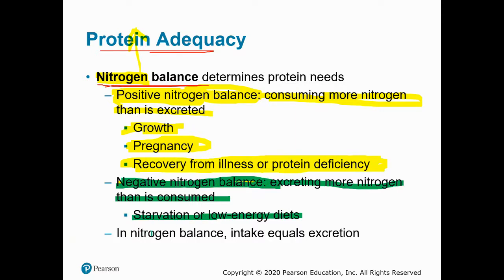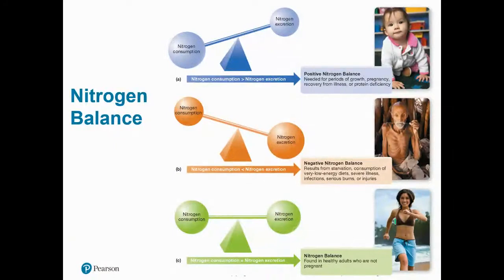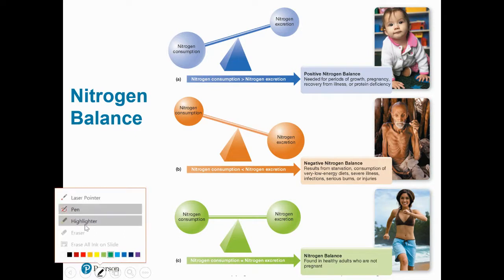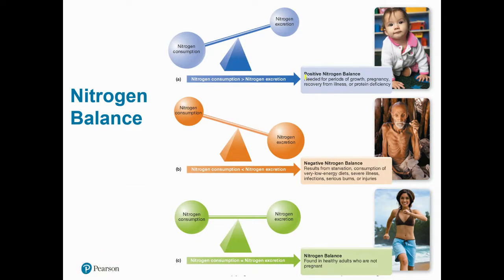And then nitrogen balance is where intake equals excretion. That's like daily life once you're an adult and not pregnant or sick. So here are the images. Positive nitrogen balance: remember that's during periods of growth, right? Growth, pregnancy, recovery from illness. And that should make sense too.